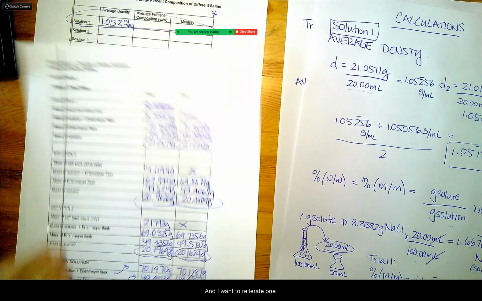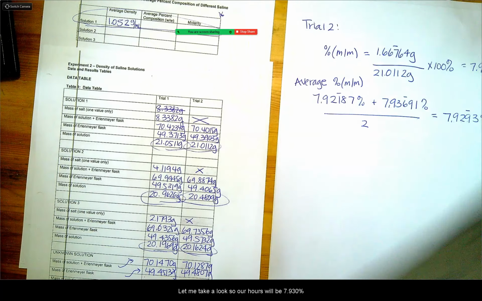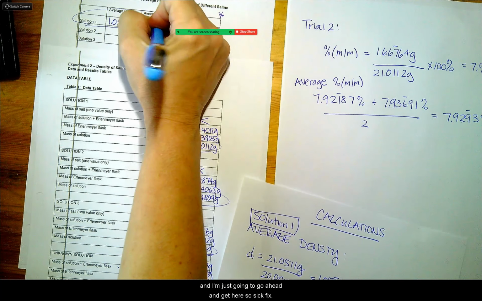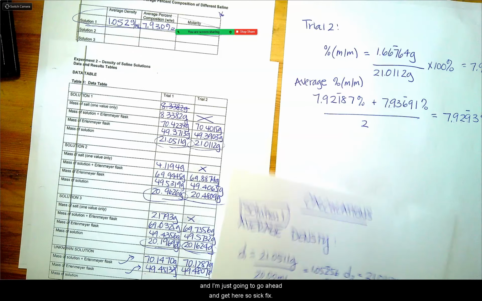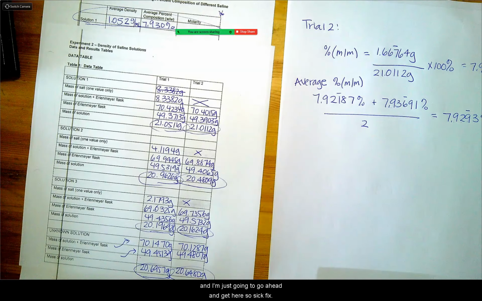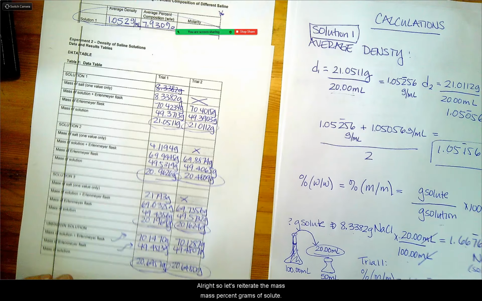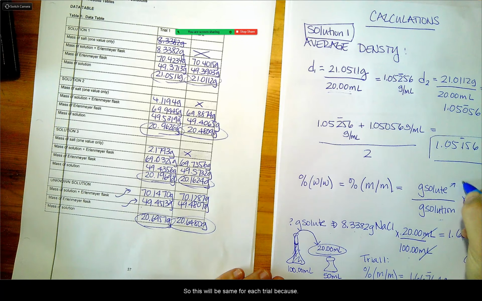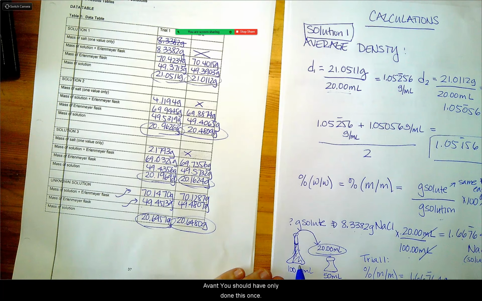Okay, and I want to reiterate one point. So let me take a look. So our average will be 7.930%. And I'm just going to round it here to show sig figs. All right, so let's reiterate the mass percent. Grams of solute will be the same for each trial because you should have only done this once.